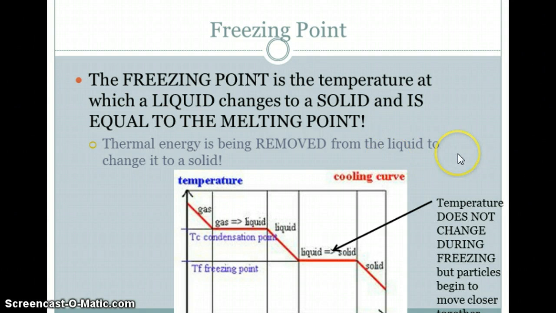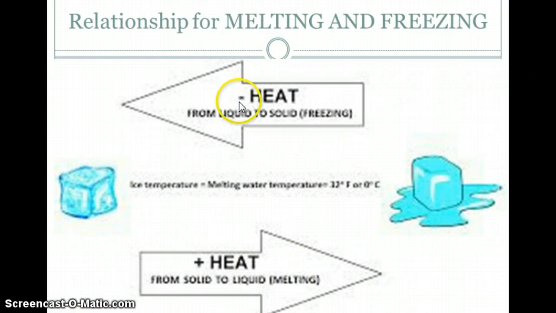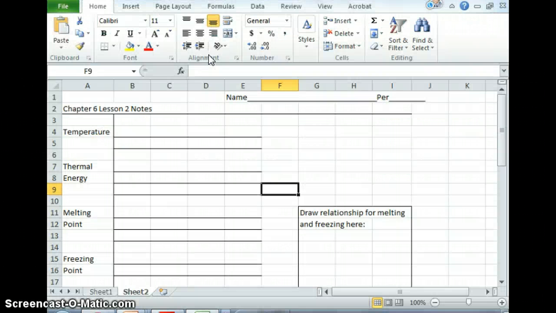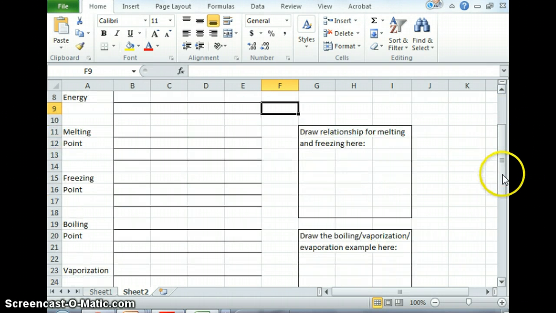So I have my water in my container. It's at a certain temperature. When I put it into the freezer, it's getting colder. That means that heat or thermal energy is being removed. When something gets colder, that means heat is being taken away from it. So the temperature, once again, doesn't change during freezing. It stays constant at 0, but the particles begin to move closer together. And then once they get below 0, then they form that solid. So the relationship for melting and freezing is what you're going to draw here. Okay, relationship for melting and freezing in this box.